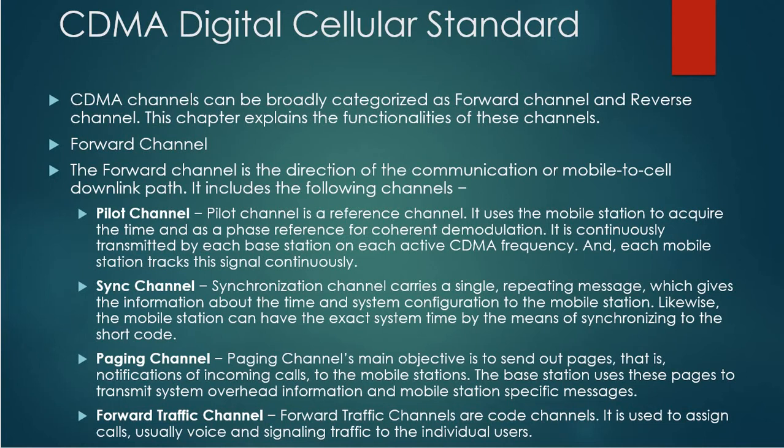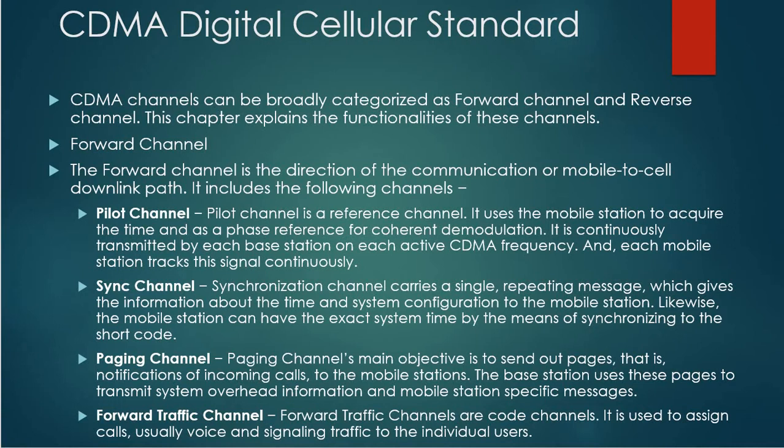Okay, let's move on to the next point. CDMA channels can be broadly categorized as forward channels and reverse channels. These slides explain the formalities of these channels. Forward channels. What are the forward channels? Forward channels is the direction of communication from cell to mobile, the downlink path. This includes the following channels.